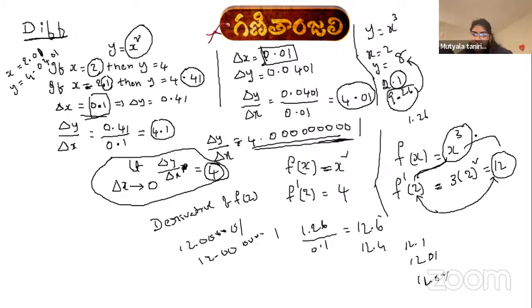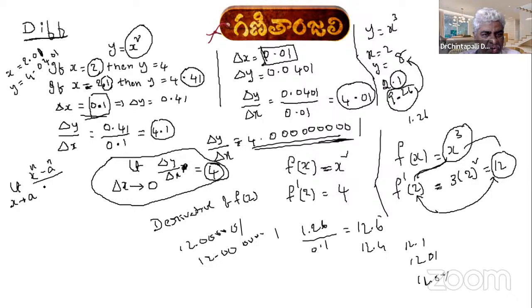You know why? The reason is, see, x cube. Do you remember in limits we have a formula, limit x tends to a of x to the power of n minus a to the power of n by x minus a? Do you remember this formula? Yes, sir. It is n times a to the power n minus 1.